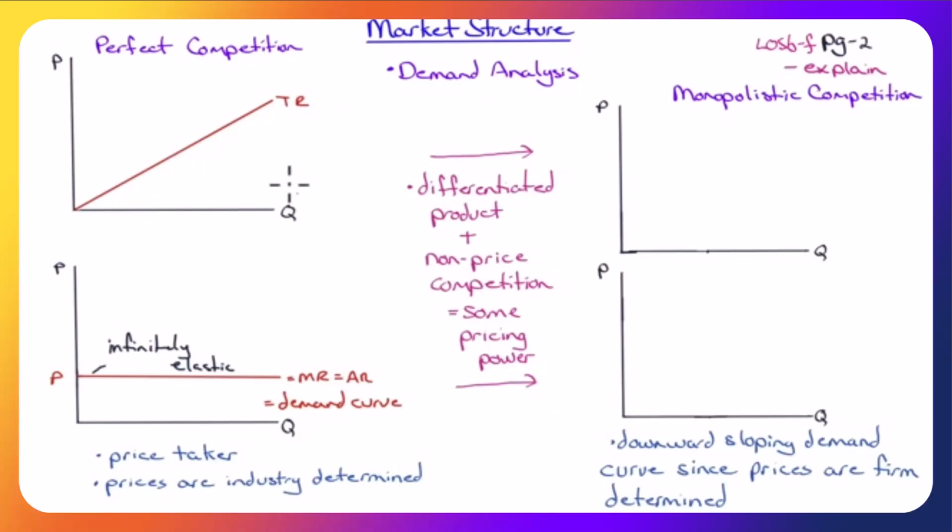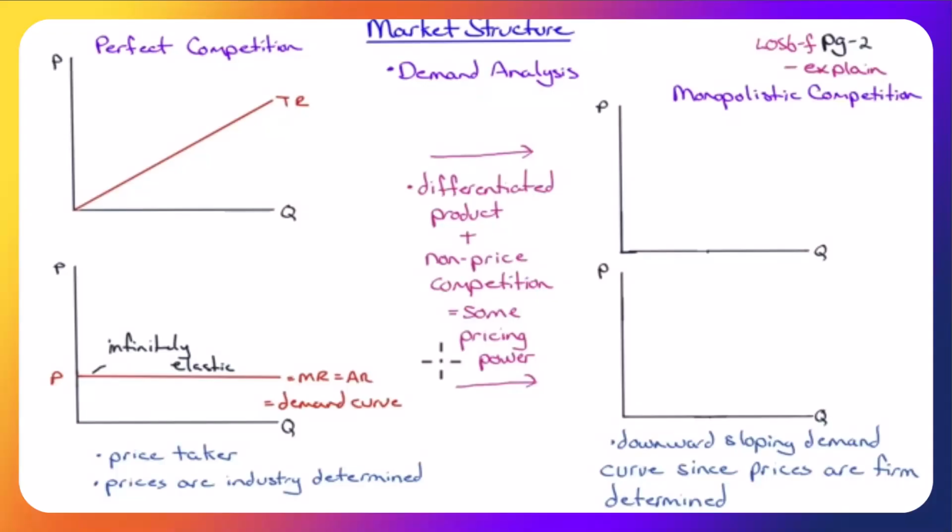If we go from perfect competition to monopolistic competition, all we're doing is saying, okay, let's add a differentiated product now. Let's add some non-price competition. That will give us some pricing power. And if a firm has pricing power, that means the quantity that it puts on the market will affect the price. So what we have is a downward sloping demand curve.